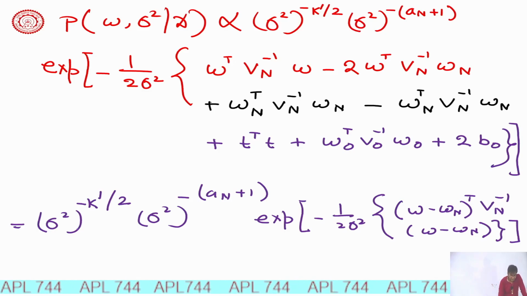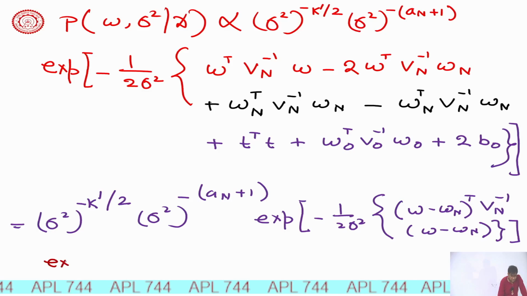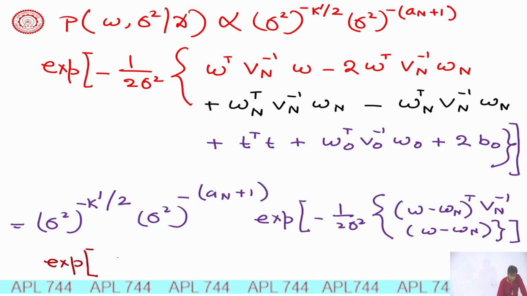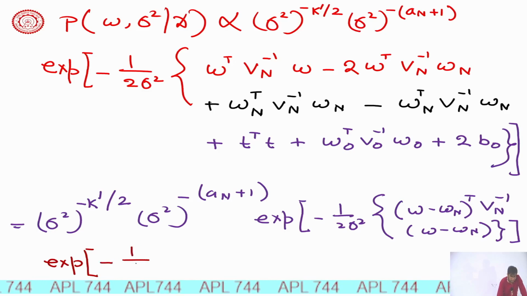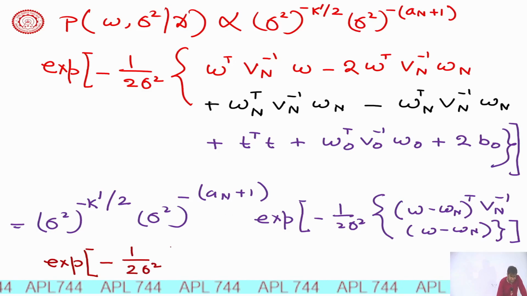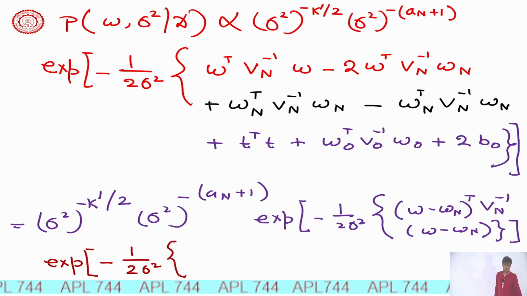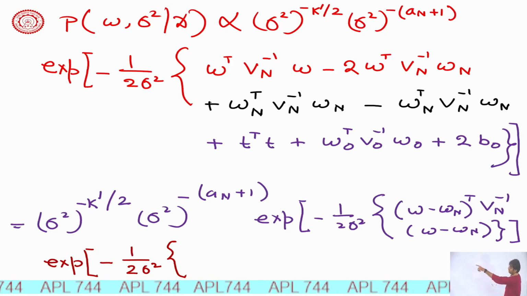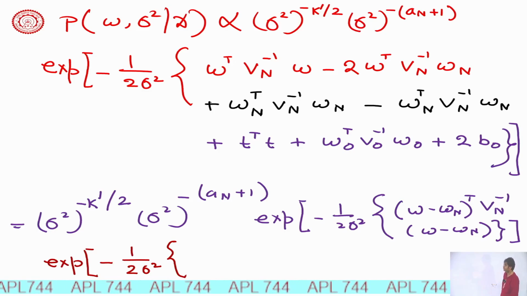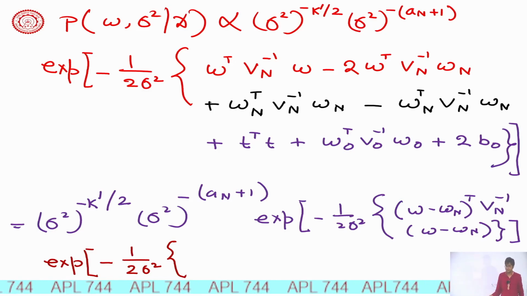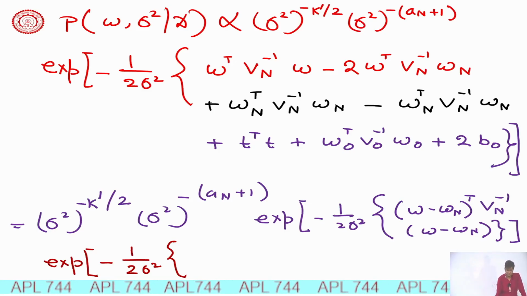Whatever is remaining. So whatever is remaining is exponential minus 1 by 2 sigma square. I am still keeping the 1 by 2. And what is remaining? Minus W_n transpose V_n inverse W_n plus T transpose T plus W naught transpose V naught inverse W naught plus 2 V naught. So starting from the fourth term, everything is remaining.